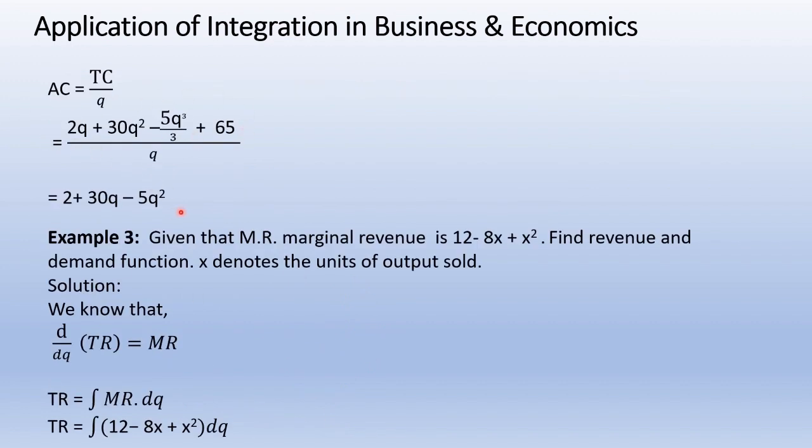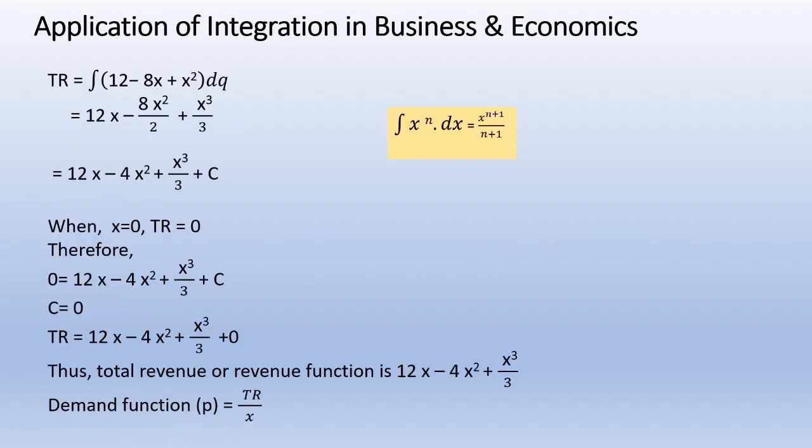Example 3. Given that MR, marginal revenue, is 12 minus 8x plus x square. Find revenue and demand function. X denotes the units of output sold. Solution. We know that MR is differentiation of TR and integrating MR, we get TR. Here integrating MR we get TR, this C is integration constant. When X is equal to 0, TR is equal to 0, therefore, substituting, we get C is equal to 0. TR is equal to this plus 0, thus, total revenue or revenue function is this.